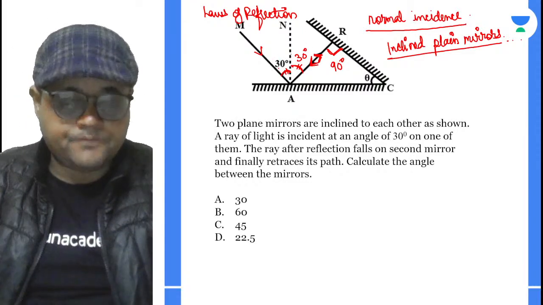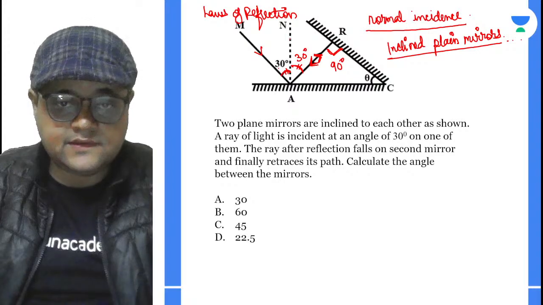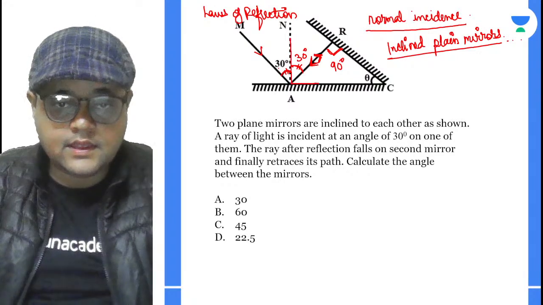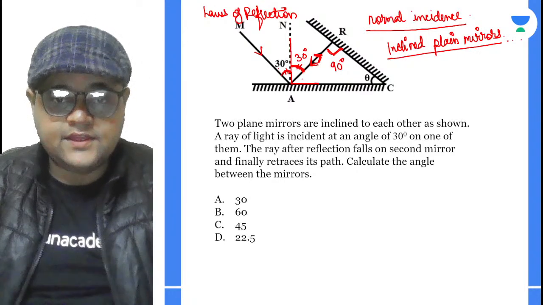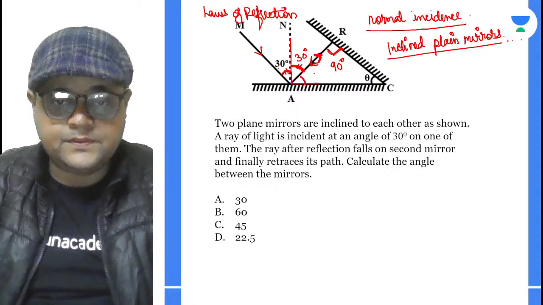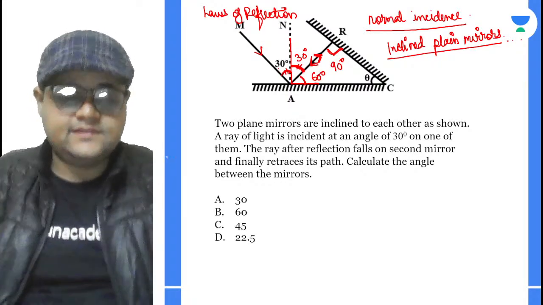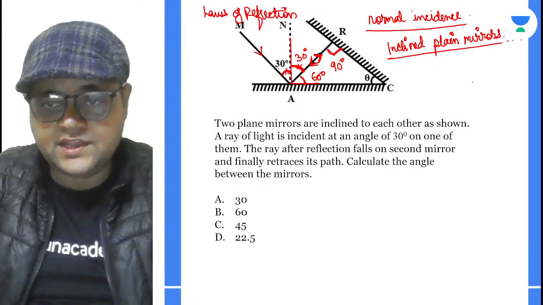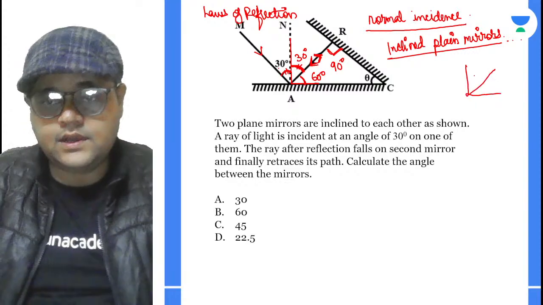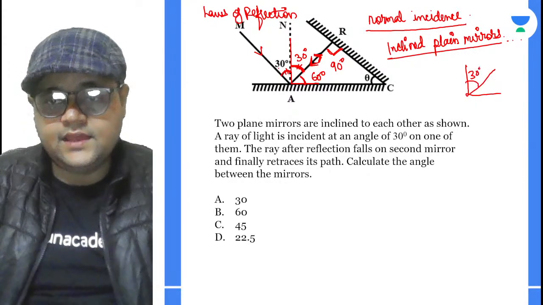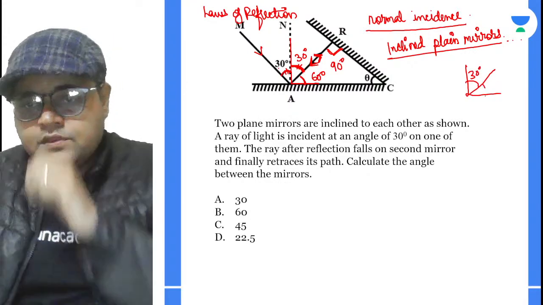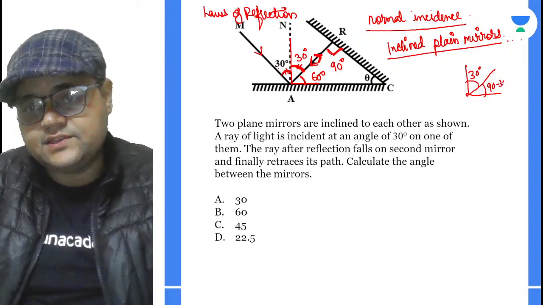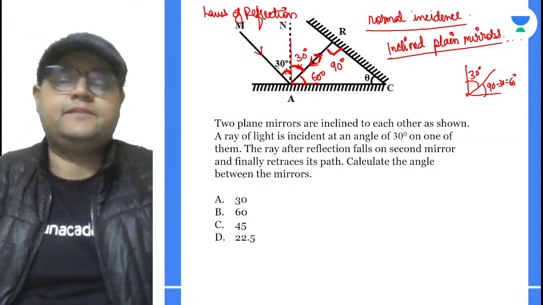Now see, this is a normal. This is a normal. And this angle is 30 degree. So this angle has to be 60 degree. See, this is a normal, this is 30 degree, so this angle has to be 90 minus 30 is equal to 60 degree.